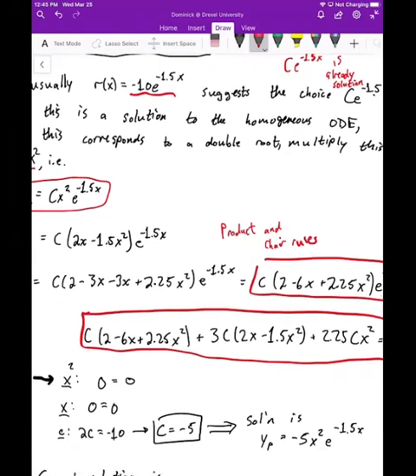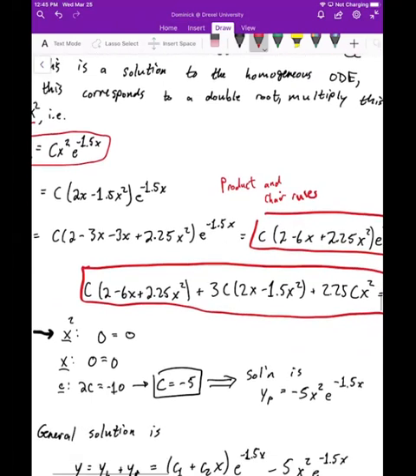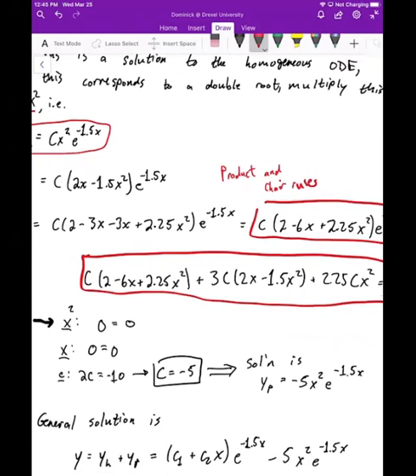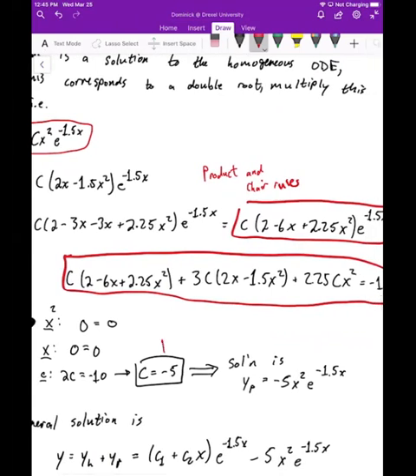if we equate the x squared coefficients, we basically get 0 is equal to 0, so that's not helpful. And the same thing happens for x. But if we look at our constant terms, we end up with 2c is equal to negative 10. So that allows us to conclude that c is equal to negative 5. So our particular solution is, go back and replace c with negative 5.